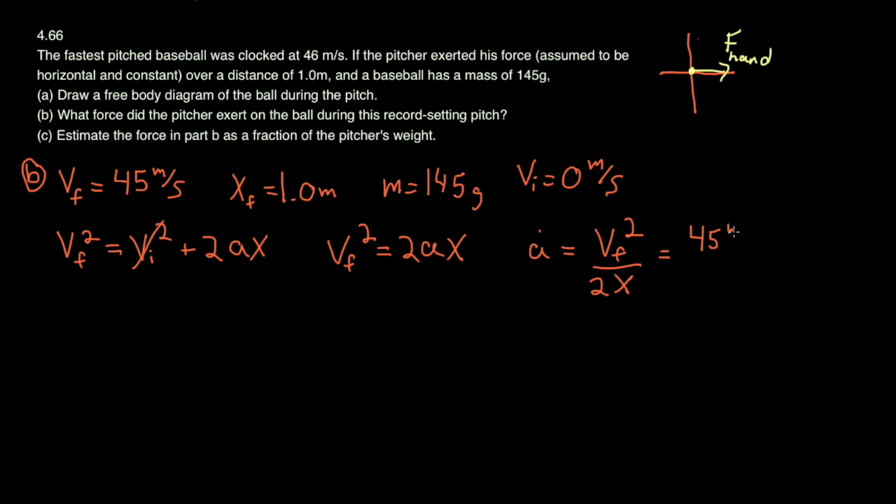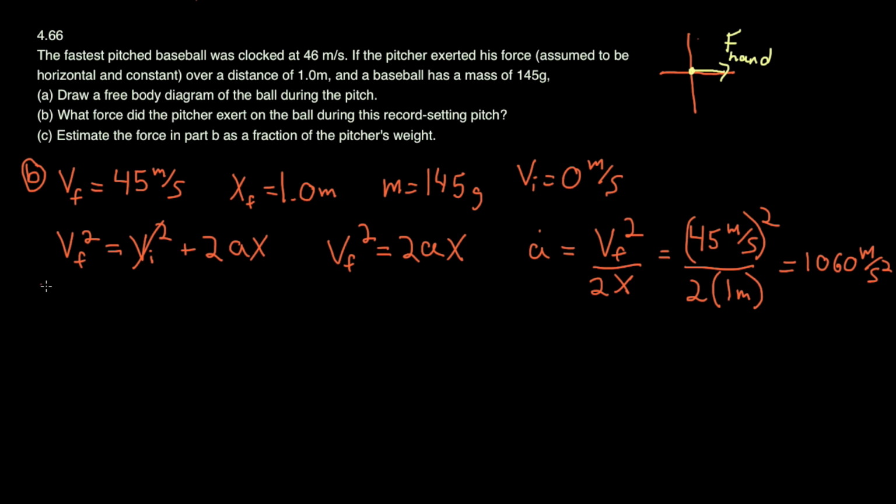46 meters per second, and this whole thing is squared, over 2 times 1 meter. And when you plug this into your calculator, you get 1060 meters per second squared. Okay, so that's the acceleration that the ball underwent in the pitcher's hand.